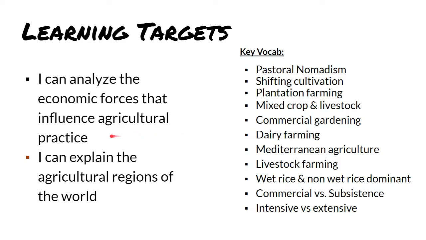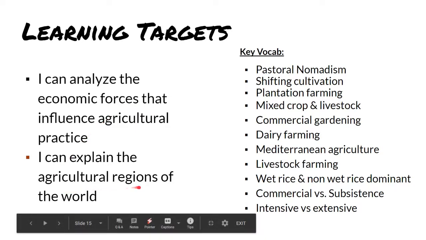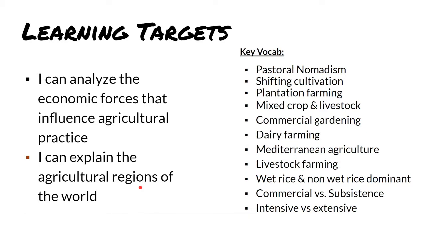And if you notice here, all the learning targets that were present on the out of class activity are not here. So we're focusing on just two: analyzing the economic forces that influence agriculture, and then explaining the agricultural regions themselves. Making sure that they can do that. The physical geography to agriculture will happen in the extension at the end of this lesson.